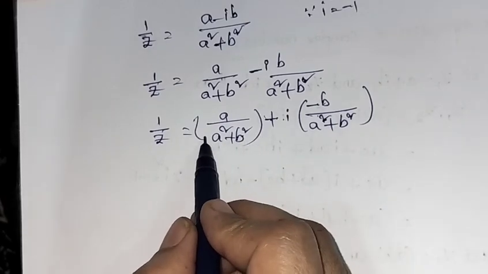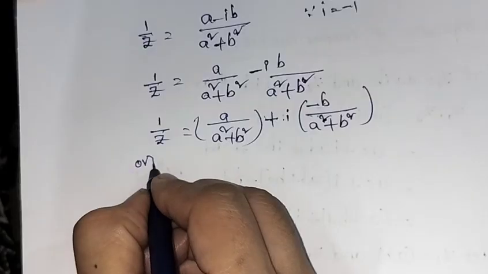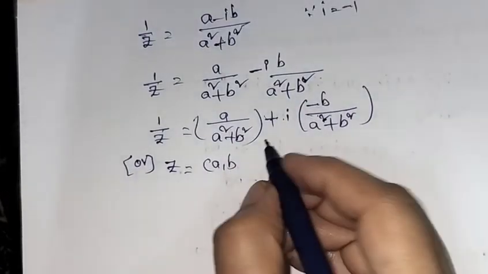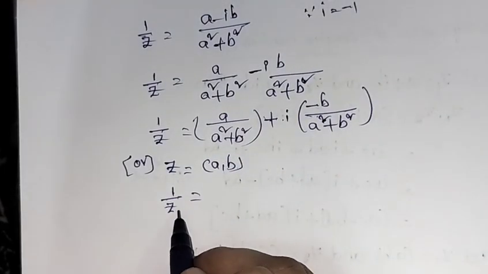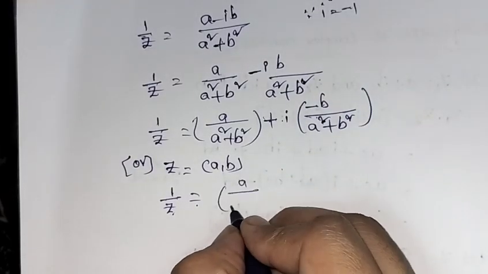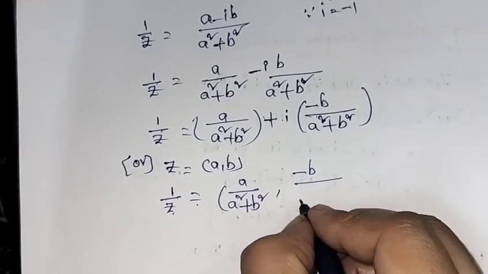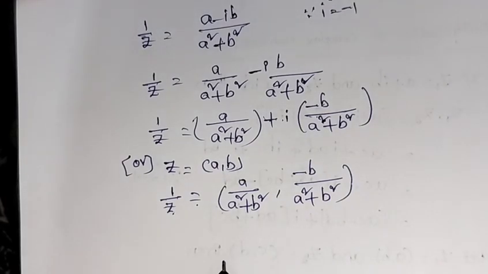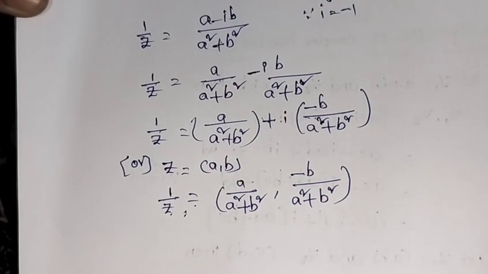Now you can see it in ordered pair form (a, b), or z = (a, b). 1/z, the multiplicative inverse of the complex number, is equal to (a/(a² + b²), -b/(a² + b²)). This is called the multiplicative inverse of a complex number. Now see the next definition.